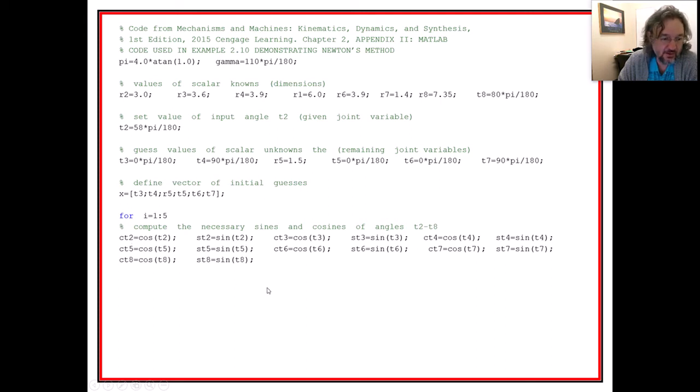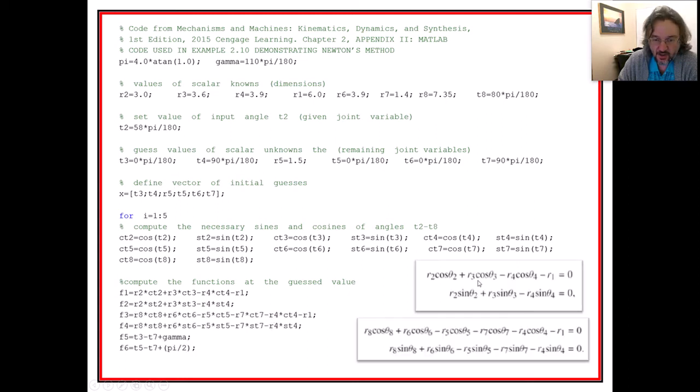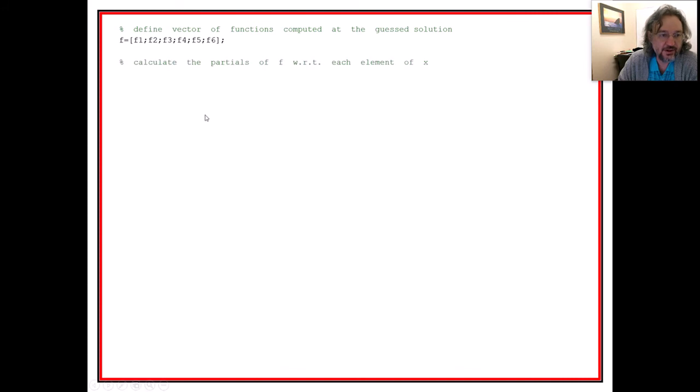Okay, there you go. So we got a bunch of them, and then we compute the functions at the guessed values right here. We made these initial guesses up here. So here are all these equations, and here they are right here. Here are functions 1, 2, 3, 4, and then the other remaining ones are those angles that have established themselves. So now we define the functions. We make a function variable right in here, and now we have the partial derivatives.